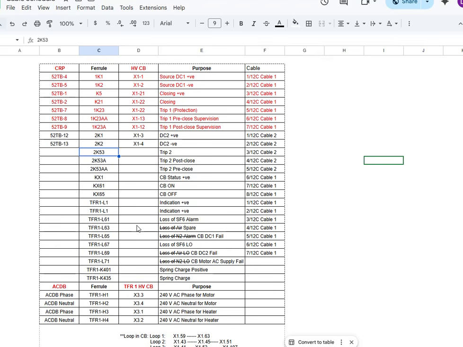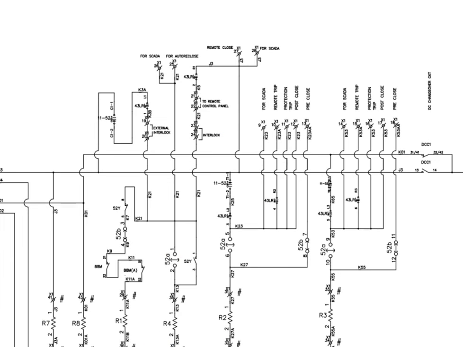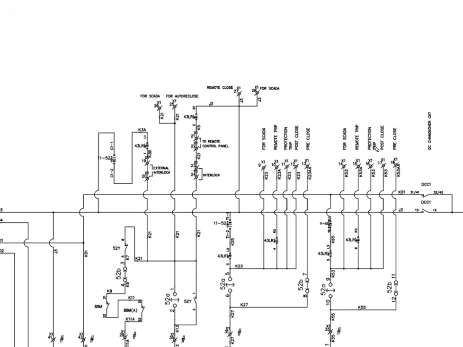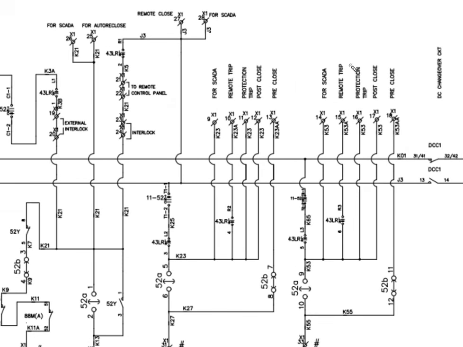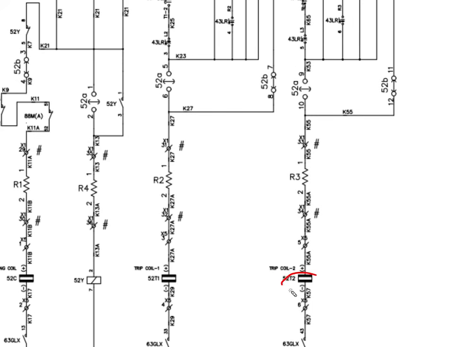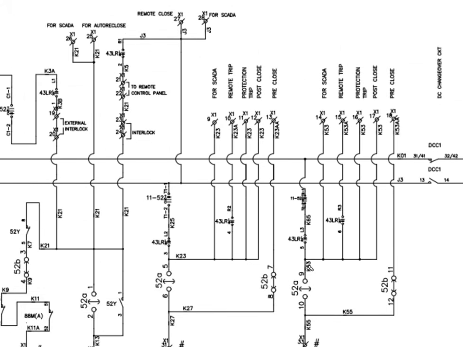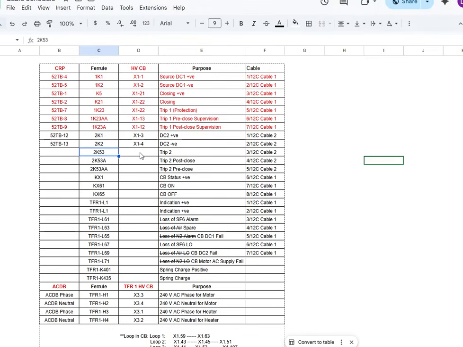We'll go for the trip 2 TB numbers in the circuit breaker first. So here it is, trip 2. This is 52 T2, the tripping coil 2, and the protection trip used is X1-16, pre-close is X1-18, and post-close is X1-17. So we will update the CB TB numbers.